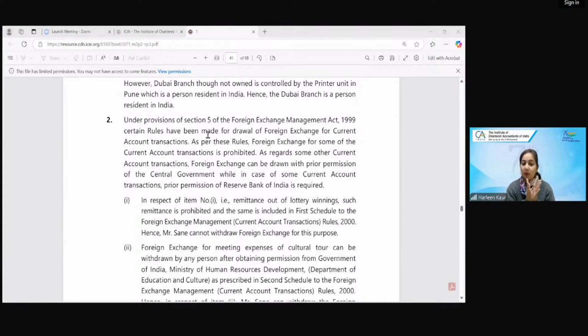Okay, in book number 1, if you ask me, not much of learning, it is much of understanding. Book number 2, a lot of learning, accounts of companies, audit. But again, if you understand it, then it is very easy. But FEMA is hardcore learning. So you don't have to write all these rules for exchange. You will simply write there are certain current account transactions which are prohibited. And there are certain transactions in which the approval of central government is required and certain transactions where approval of RBI is required. This much we have remembered.